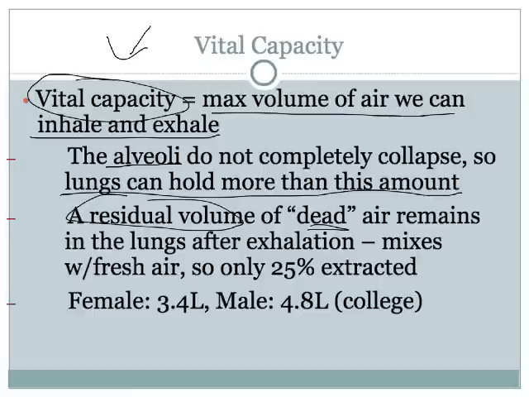Okay? So the vital capacity for a female, so females can breathe in and out about 3.4 liters of air, and males 4.8 liters of air. And this is at the college age, so kind of you can assume people to be fully grown.